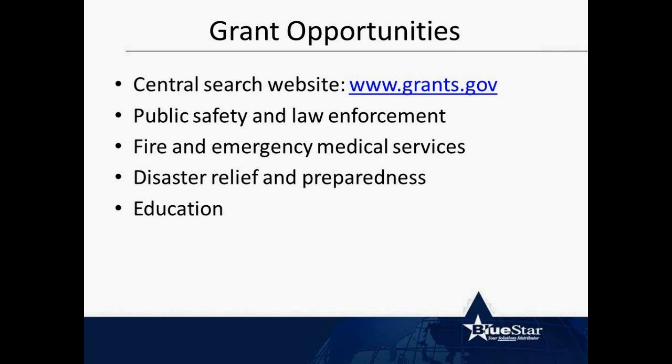So anything that you would want that might be of interest in terms of public safety and law enforcement or fire and EMS, you'll find on grants.gov. Those are often overseen by the Department of Justice and the Department of Homeland Security's Federal Emergency Management Agency. So FEMA and the Homeland Security people handle some of those, and the Justice Department handles many of the other ones. And lastly, we have the Disaster Relief and Preparedness, which is related to Homeland Security and federal emergency aid and those things.